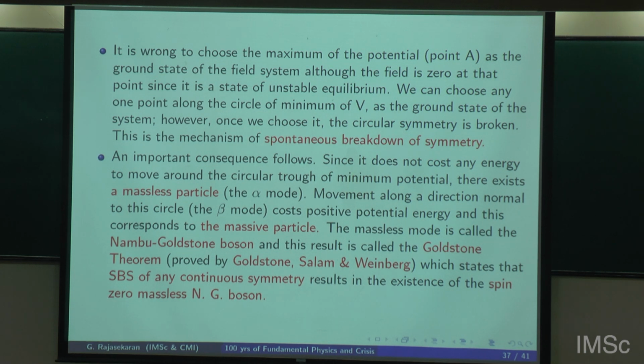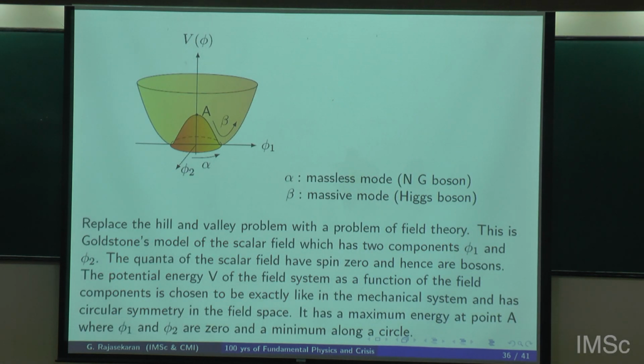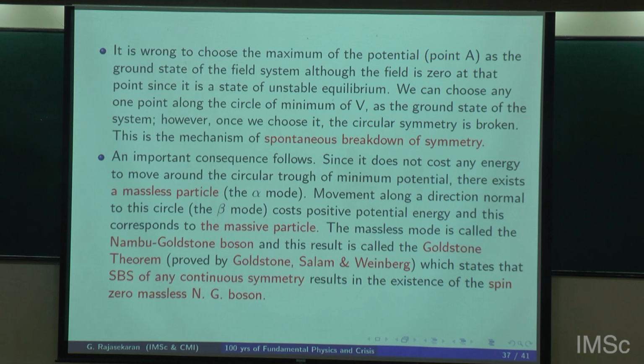Movement along a direction normal to the circle will climb the hill, and so that causes energy, and that is the beta mode. And that corresponds to the massive particle. Alpha is the massless mode, that is the Nambu-Goldstone boson. And beta is the massive mode that corresponds to the Higgs boson. It is the massive particle. The massless particle is called the Nambu-Goldstone boson, and the result is called the Goldstone theorem. It was proved by Goldstone, Salam, and Weinberg. It states that a spontaneous symmetry breakdown of any continuous symmetry results in the existence of the spin zero massless Nambu-Goldstone boson.